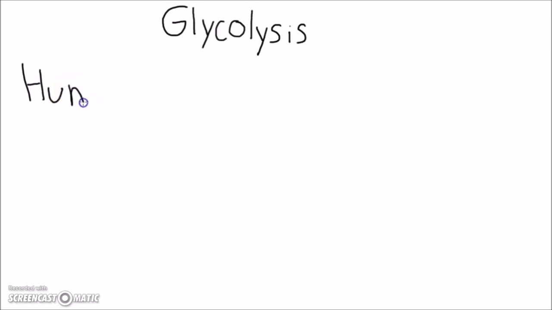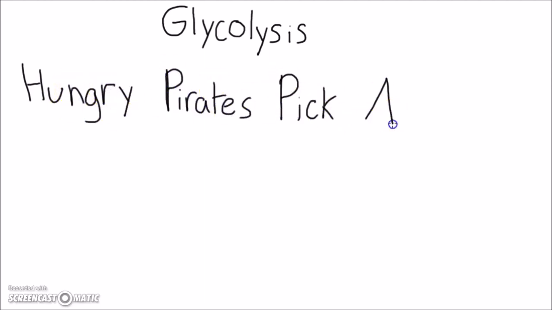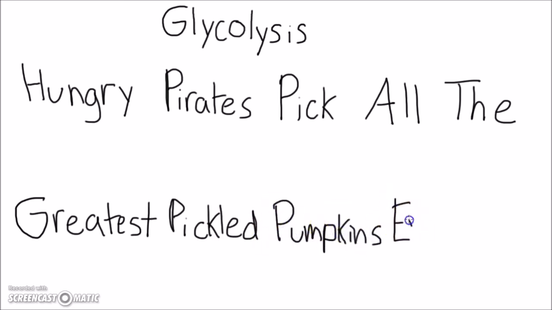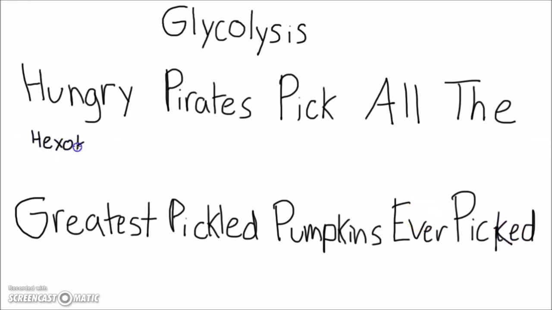Glycolysis is the process that the cell uses to generate energy anaerobically. So it uses glucose to make a net of 2 molecules of ATP. And the mnemonic we're going to use to memorize this is "hungry pirates pick all the greatest pickled pumpkins ever picked." So each capital letter stands for an enzyme.